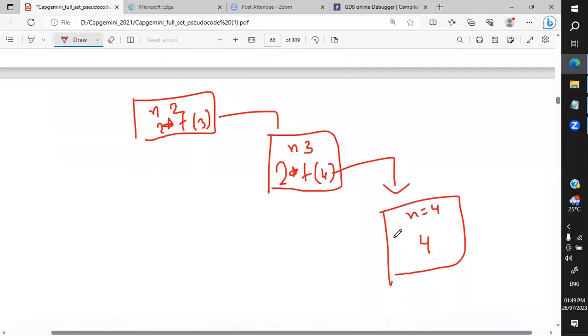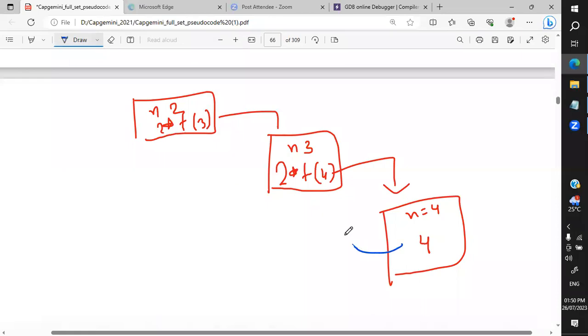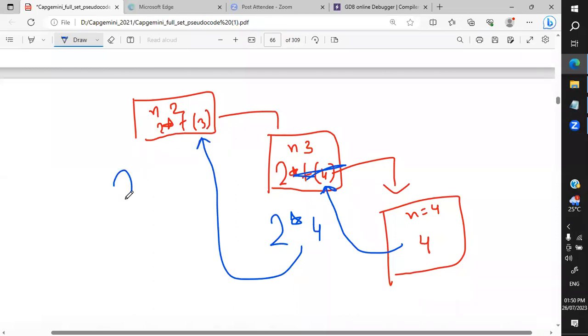But tell me, where will it return? Wherever we call this block. Where did I call this block? Here. Right. That means this function will return the value here. What it will return? 4. That means f of 4 is considered as 4. That means 2 into 4. 2 into 4 is what? 8. This 8 will be returned here, where we called f of 3. That means f of 3 is replaced as 8. So 2 into 8, which is 16. That will be returned to the actual call.